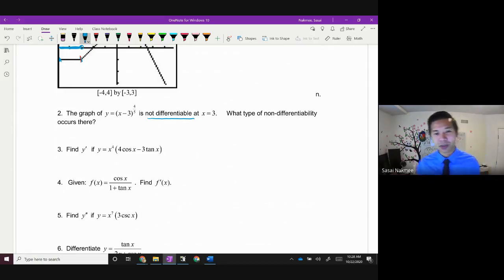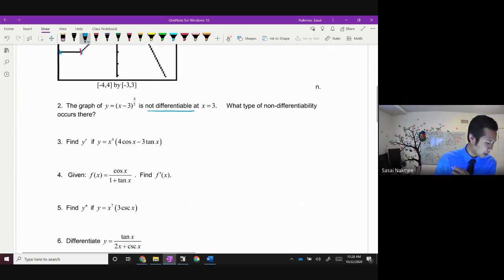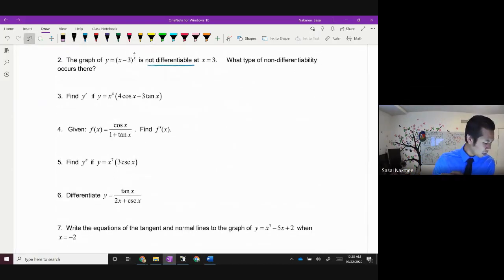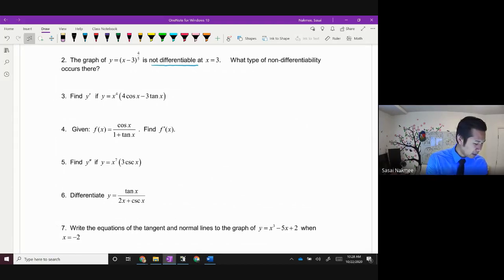And there's also the other two, which is a cusp and a corner. And those are the other types. And why are those not differentiable? So give yourself a sentence to type for that. 3, 4, 5, and 6 are all just practice taking derivatives, right, with different functions and different rules. That's going to be that.